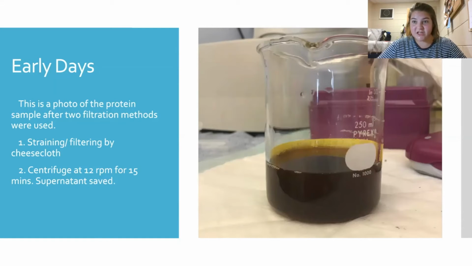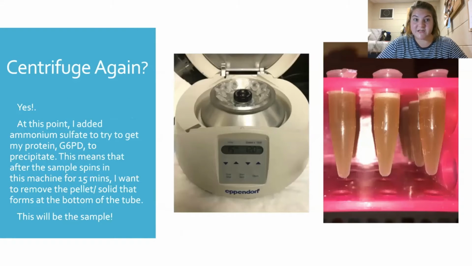We threw away the solid because that's just impurities, and it doesn't have the protein that we're looking for at this time. Next, we still have to try and get the protein isolated because now in the solution, we have so many different proteins, but we're only looking for G6PD. To do that, we're trying to get it to precipitate using ammonium sulfate, which is just a chemical in the lab that reacts with G6PD. So we have to centrifuge again. Me and this machine got very friendly the first couple weeks of this semester.